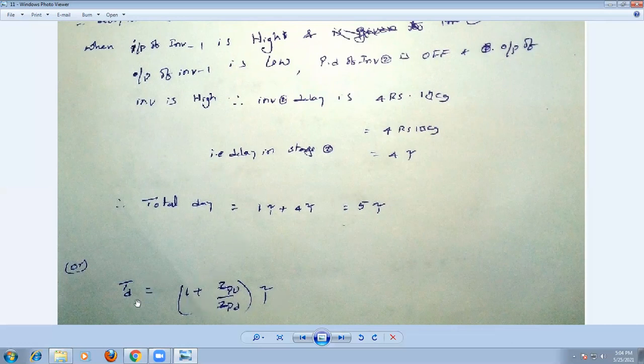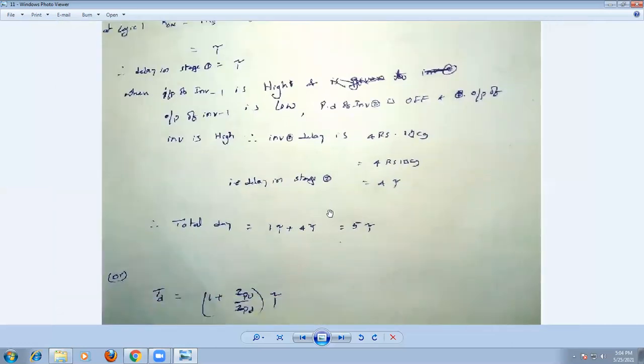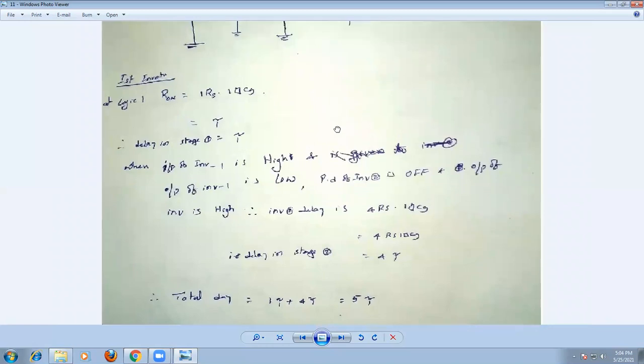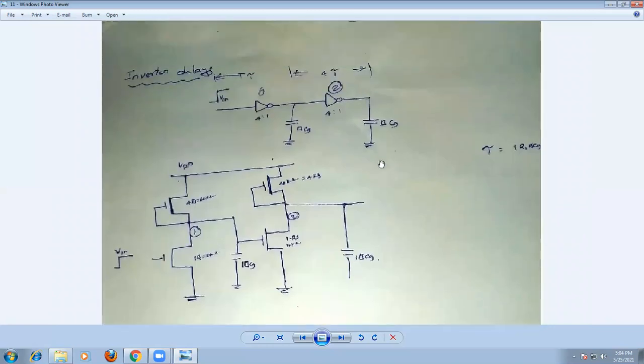So for the inverter pair, the total delay is given by the formula 1 plus g_m pull up by g_m pull down, into tau. Okay, this is the equation. Remember, this is how you can calculate the inverter pair delay in NMOS technology. Similarly, you can go for the CMOS technology also.